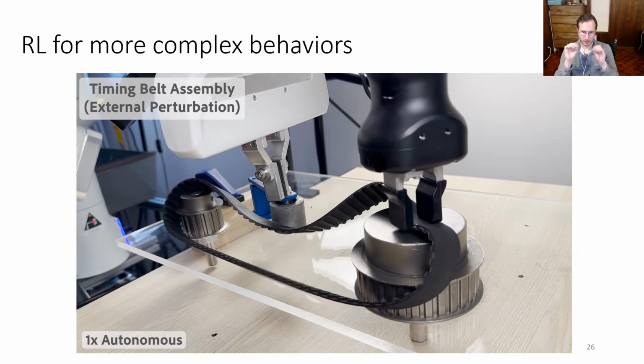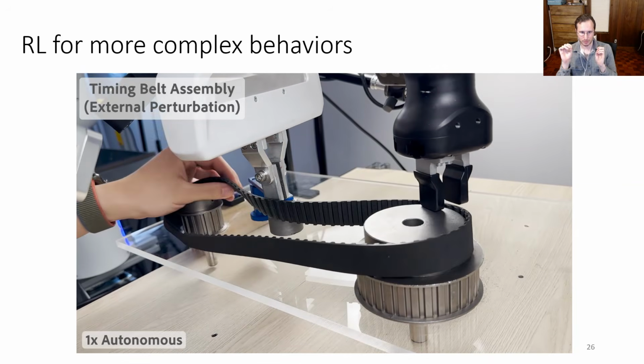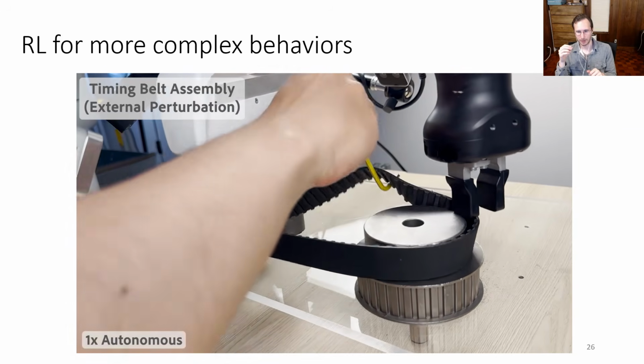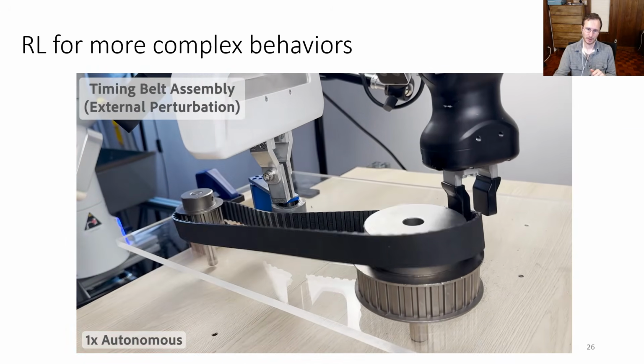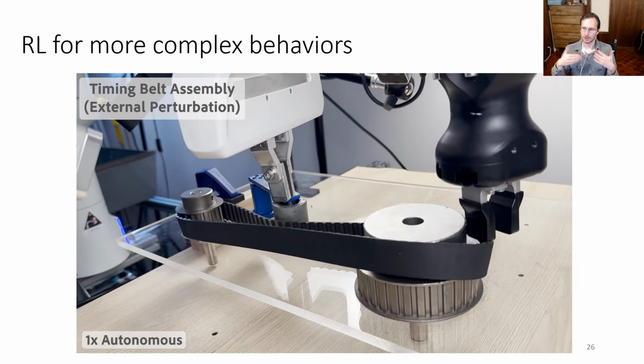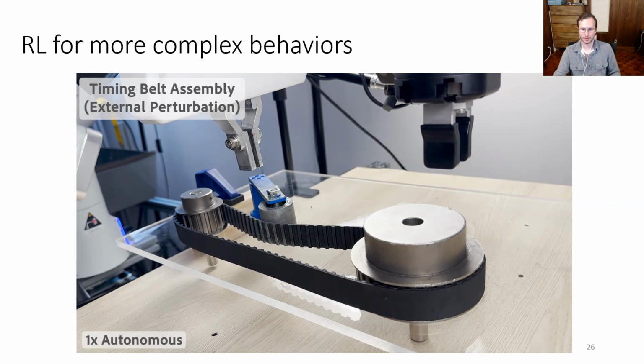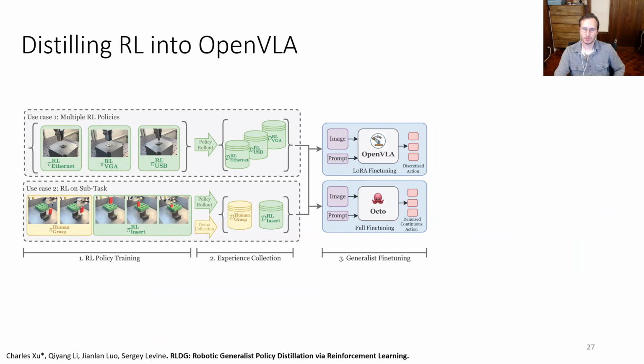And when you train with RL like this, you also get a policy that's pretty robust to perturbations. So here Charles can go in and mess with the robot and it will actually recover and still try to put on the timing belt. So the point here is that RL can give us these very proficient specialists that are really good at individual tasks. And if we build on this, then perhaps we can do a good job of training even more proficient robotic foundation models that exceed the performance of human supervision.